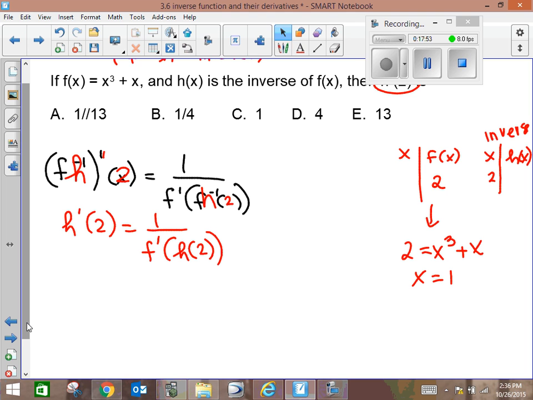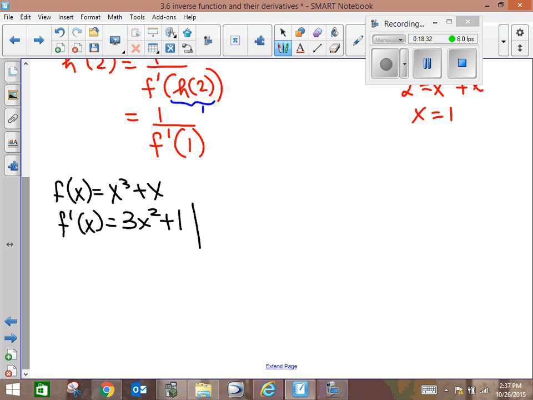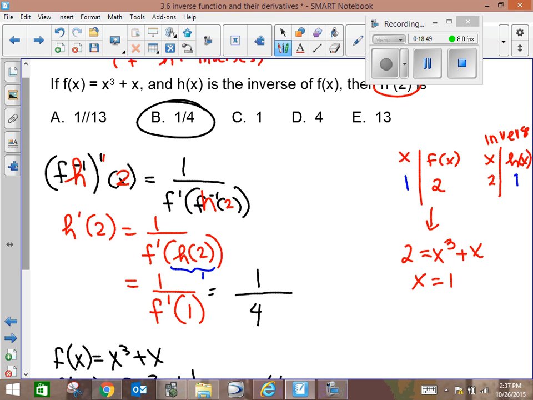So that makes this one right here and this one right here. So that makes H of 2 what? 1. We just found that out. So really we have 1 over F prime of 1. What was F of X again? F of X is X cubed plus X. So F prime of X would be what? 3X squared plus 1 at 1 would be what? 4. So then you put the 4 here and your 1, and there's your answer. On the test, that's a huge process. It is. So there's your answer right there.